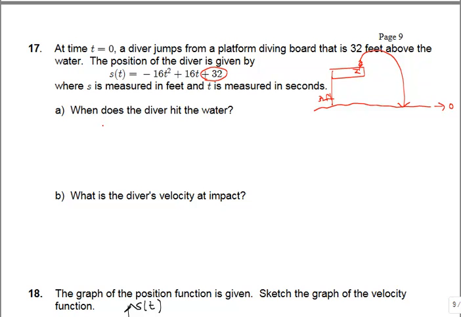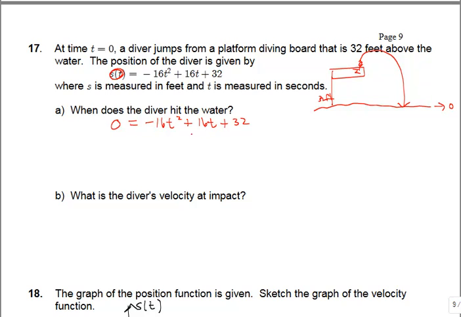When does the diver hit the water? Well, we know that when the diver hits the water, he's splashing right here at a height of 0. So if this is our function right here, we want its height to be 0. So all we have to do is plug in 0 for that position, that s of t, and we have to solve this for t. So this is actually just an algebra question. It doesn't involve any calculus. You just have to realize that hitting the water corresponds to occurring at a height of 0. So plugging in 0 for that s of t.